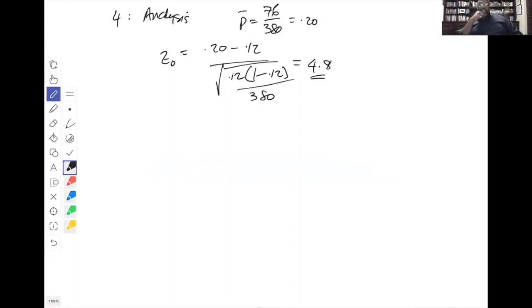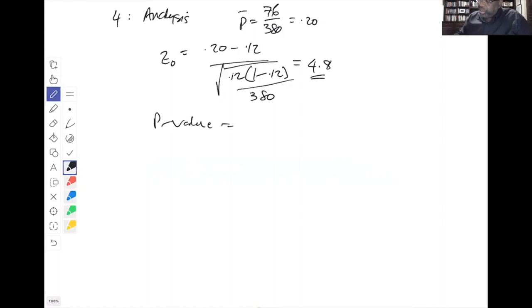That's a fair distance, because remember we said what an outlier is, typically by the time you get to about 2. But for us, because we're using alpha is 5%, an outlier is 1.645 standard deviations or more. 4.8 is a lot bigger than 1.645, so we safely can reject the null hypothesis because 4.8 is larger than 1.645. Let's find a p-value as well.